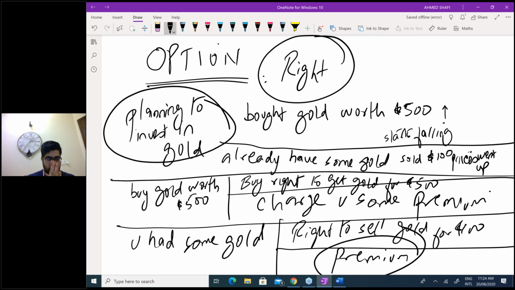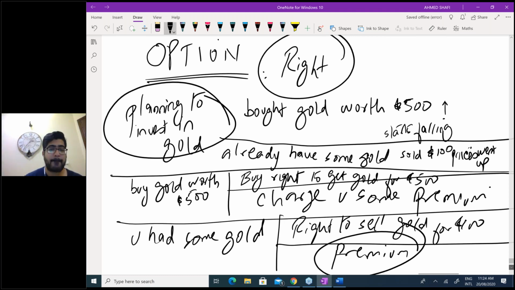Okay. Similarly, you sold crude oil and the prices went up. Oh, what did I do? You just take the right to sell crude oil for $40. If the prices go up, you can sell it for 50, so leave that right. And if the prices go down, exercise that right, sell it for 40. The person offering you this right to sell won't give it to you for free. He will charge some premium.